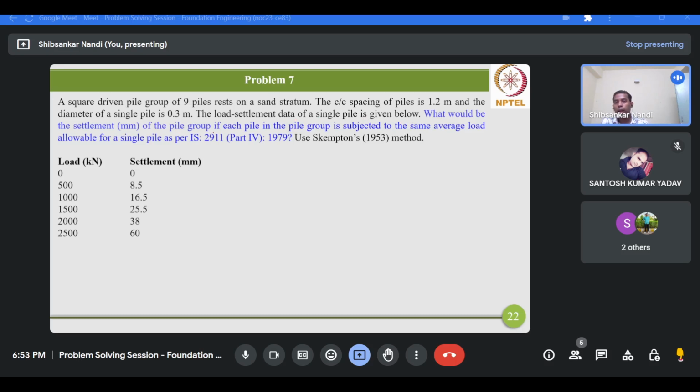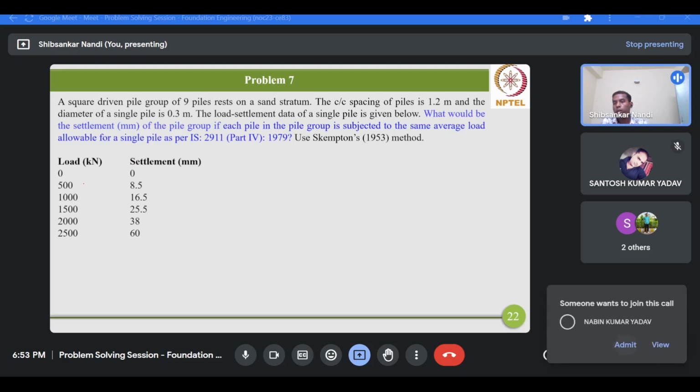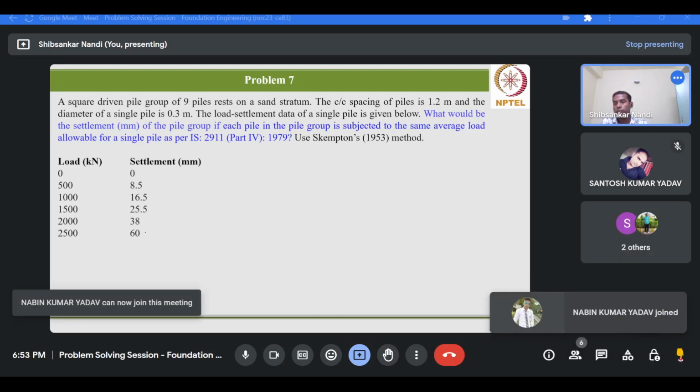What would be the settlement of the pile group if each pile in the pile group is subjected to the same average load allowable for a single pile as per IS 2911 part 4 1979, and you have to use Kempton's method. Earlier in the previous session we took one problem where we determined the allowable load for a single pile considering the load settlement data obtained from performing the vertical load test on that pile. So this is the load settlement data. In the first column you have the load, and in the second column you have the settlement.